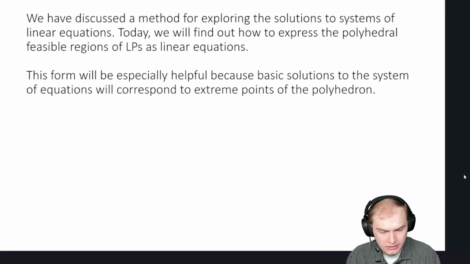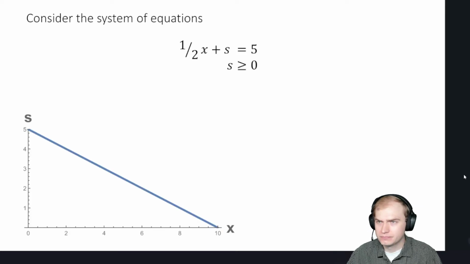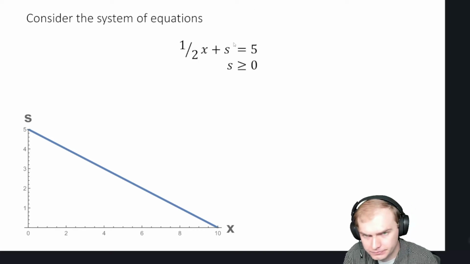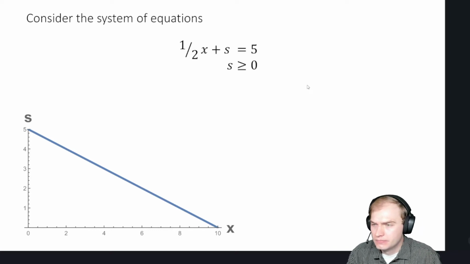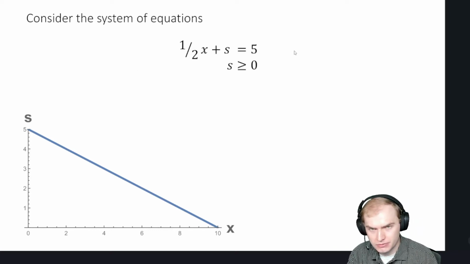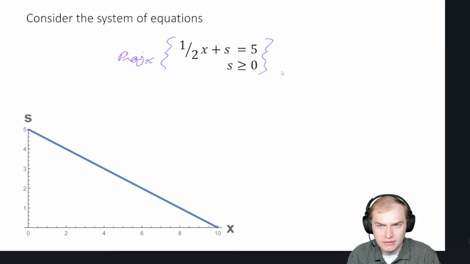So let's jump right in with a little example. We're going to work backwards a bit. We're going to start with an equation and a non-negativity constraint. And what we're going to do is project this system onto the x variable alone. We're going to project out the s variable. And I'll show you what that means graphically here.